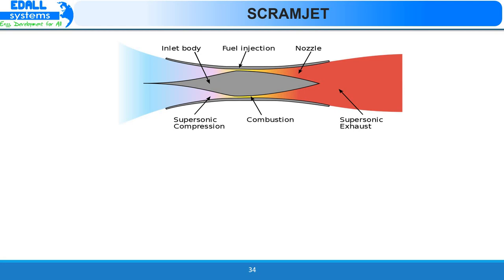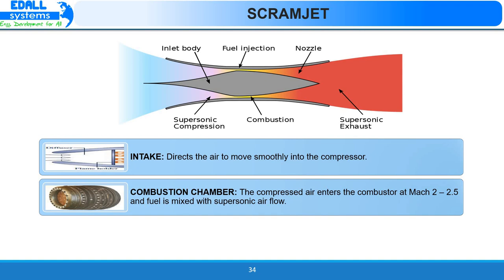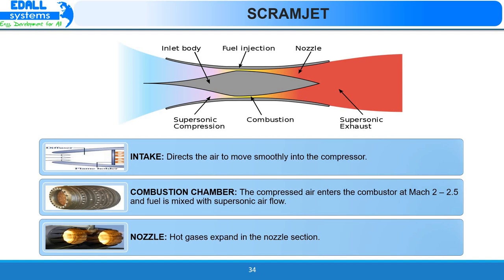Next, we shall see the parts of scramjet engine. In scramjet engine, the air coming at hypersonic Mach number is compressed by a series of oblique shocks produced at the inlet of the scramjet engine. Then the compressed air enters the combustor at around Mach 2 to 2.5. The fuel is mixed with supersonic air and burned inside the combustor. The hot supersonic flow is allowed to expand through the nozzle, thus generating the thrust required for propelling the vehicle at hypersonic speeds.